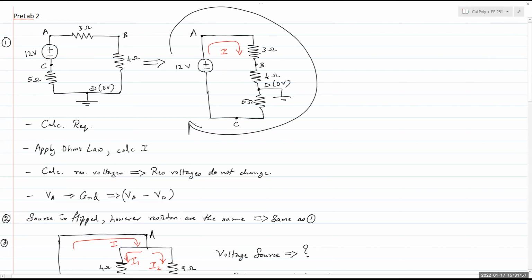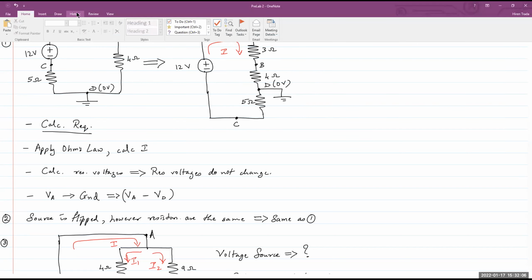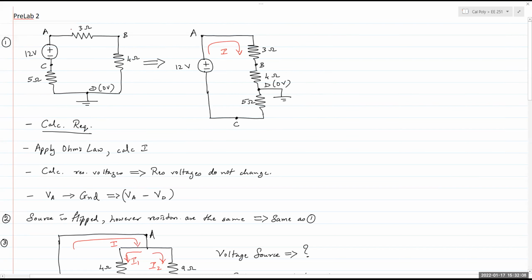Now, what you need to do is calculate Req first, and then apply Ohm's law to calculate the total current I that is flowing in the circuit. So you calculate Req, then you apply Ohm's law and calculate I. Once you're done with that, you calculate resistor voltages by again applying Ohm's law.